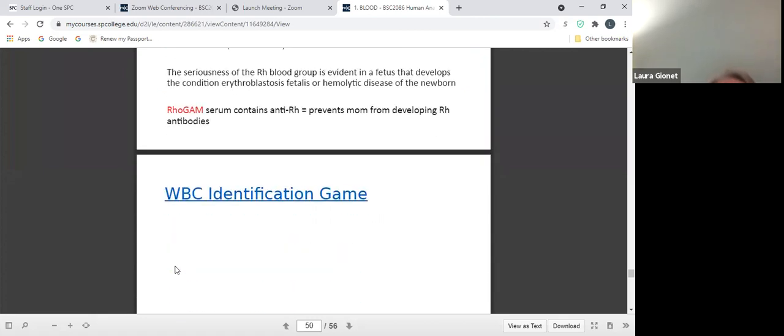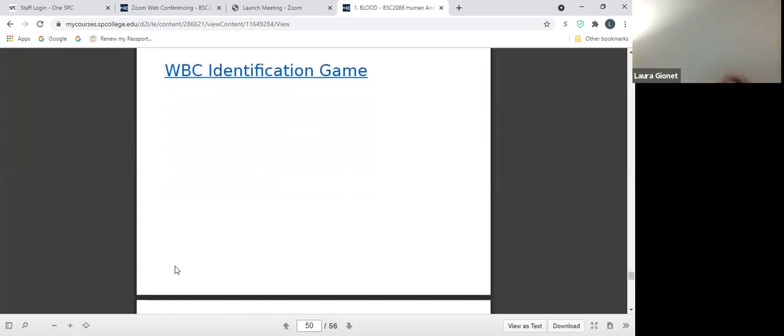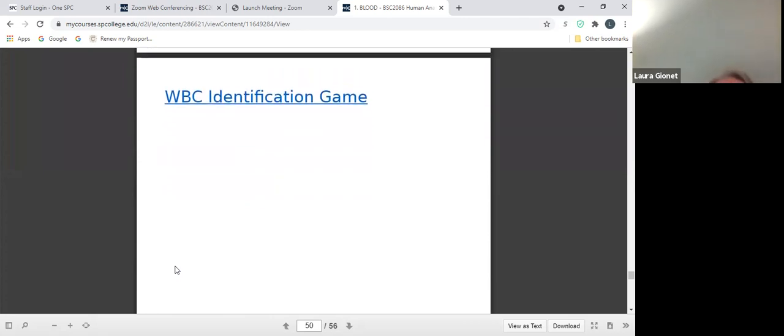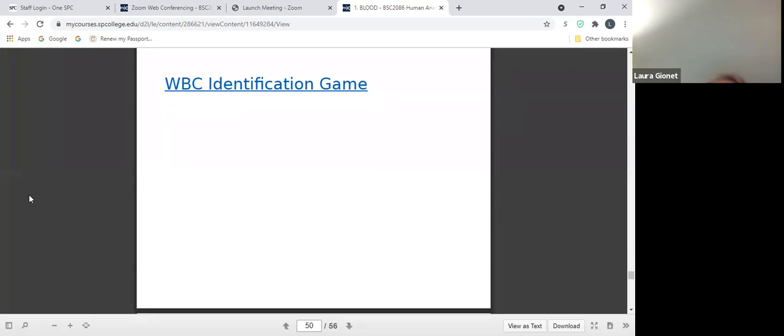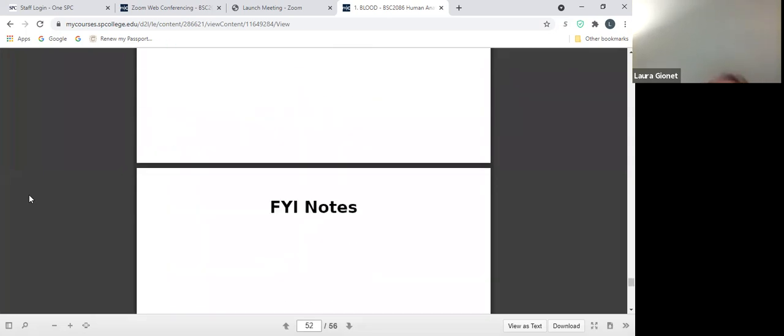And then further down here, if you download this PowerPoint and put it in slideshow mode like this, when you click on these different links I have here, these different games, you'll be able to practice on your own. It gives you a score, but it's just a game to identify your different white blood cells, red blood cells, and platelets. A couple of different kinds.